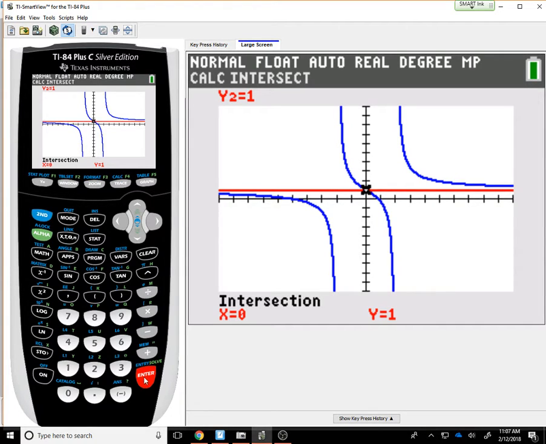So would it be y equals 1 or x equals 1? No, it's just 1.